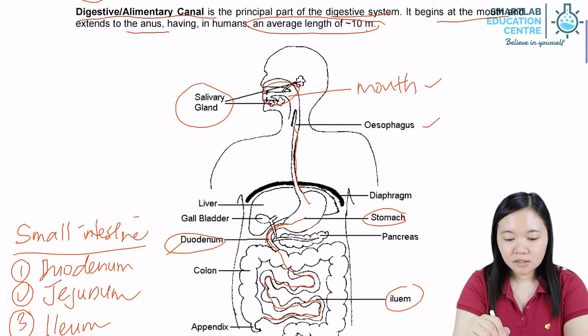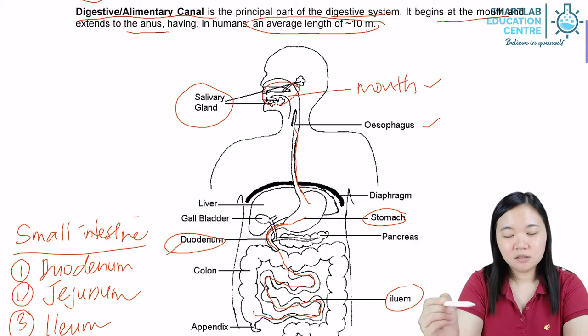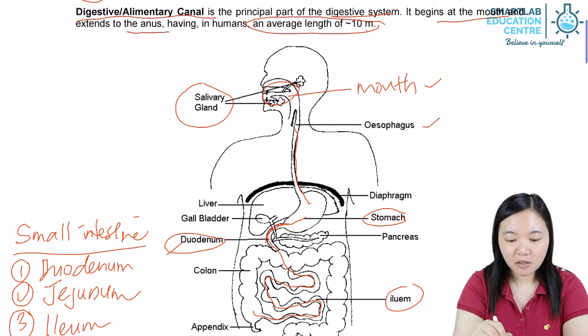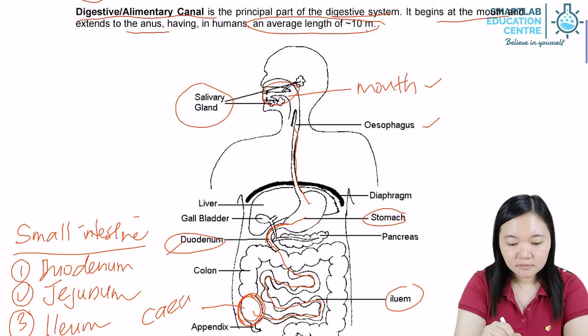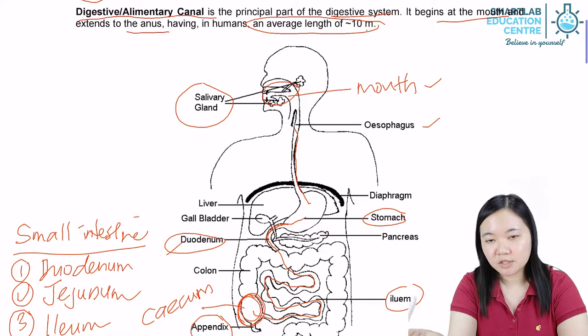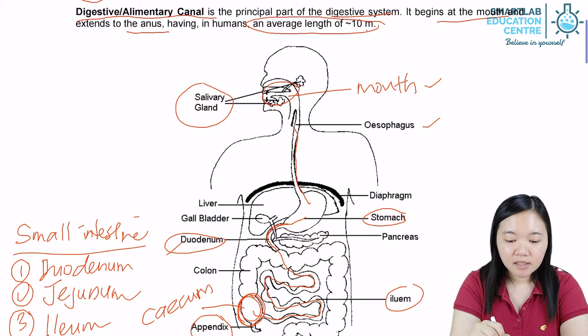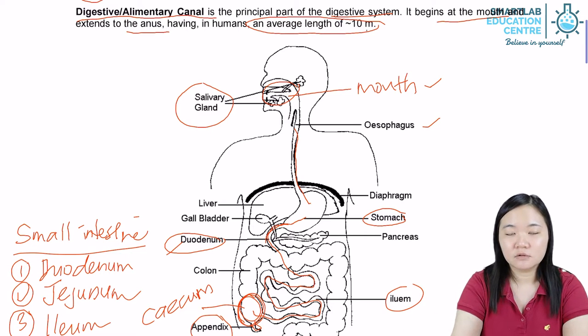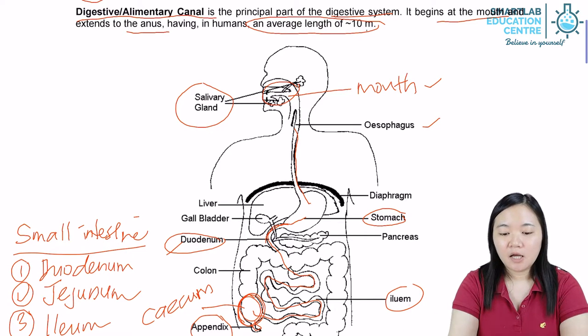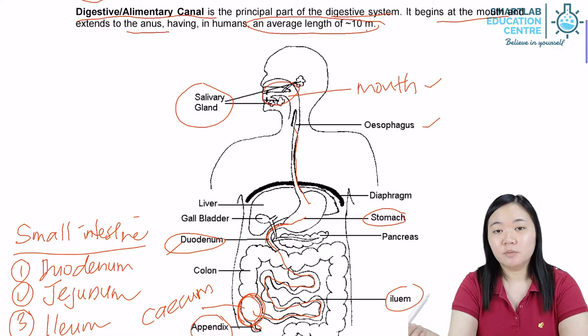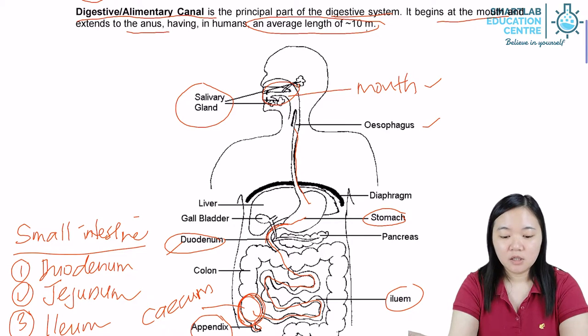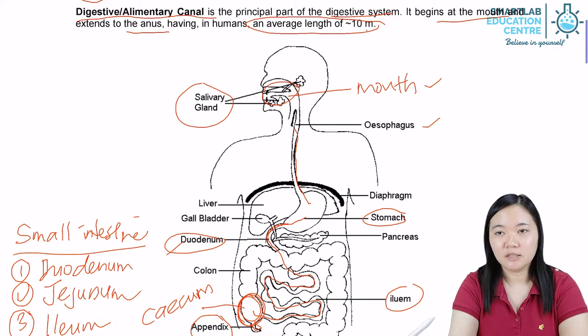So once it leaves the small intestine, it will enter the large intestine. The first pouch, this pouch over here, is called the cecum. Attached to the cecum is the appendix. Appendix doesn't really have any function anymore. It is just hanging around, not doing anything. Because as humans evolved, we do not really need the appendix anymore. Just hanging there, and sometimes it causes us more trouble than benefit us.